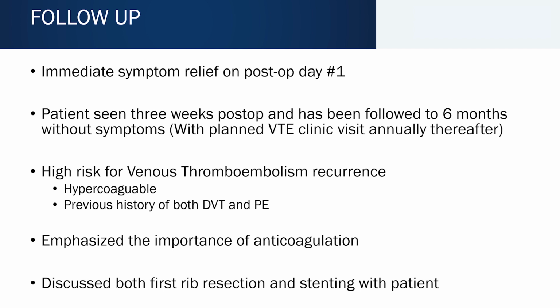without any symptoms. This is a patient that's very high risk for recurrence of their DVT and pulmonary embolism, with both a history of pulmonary embolism and DVT, as well as being hypercoagulable. We therefore emphasize the importance of continued anticoagulation, likely lifelong, for this patient. We also discussed the potential need for first rib resection and future stenting of these areas with the patient, although hopefully those will be unnecessary.